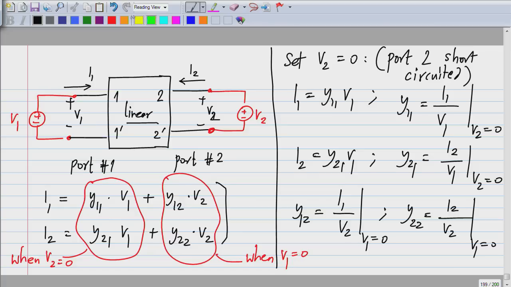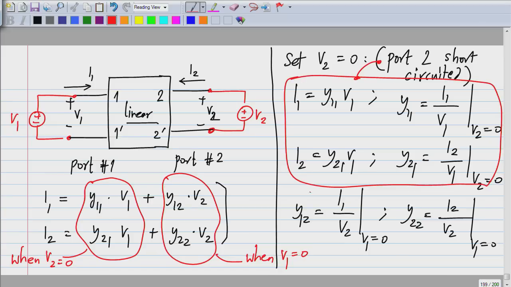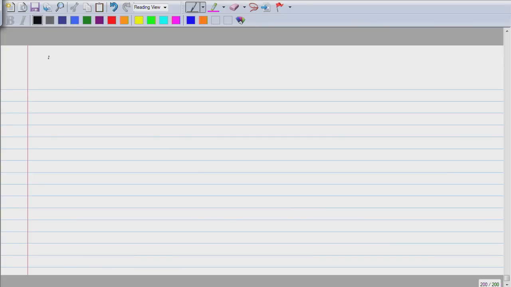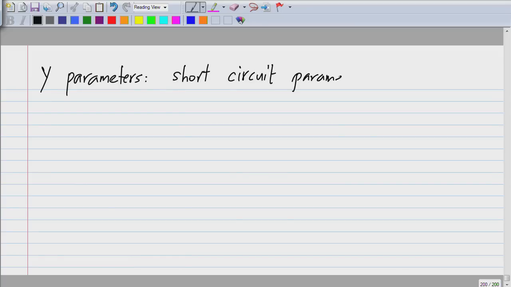So, Y11 and Y21 are measured with port 2 short circuited, and Y12 and Y22 are measured with port 1 short circuited. So that's why these Y parameters are also called short circuit parameters.